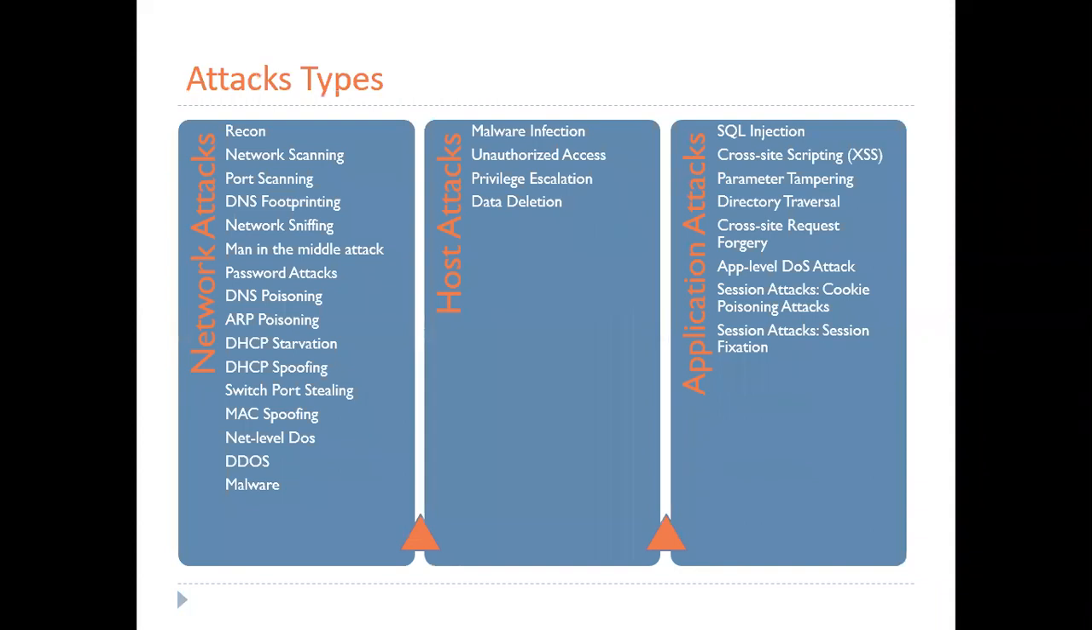Next, we are moving to attack types. Attack types can be divided into three levels: network attacks, host attacks, and application attacks. If you look at any organization, these are the three places from where you can have an attack or intrusion.